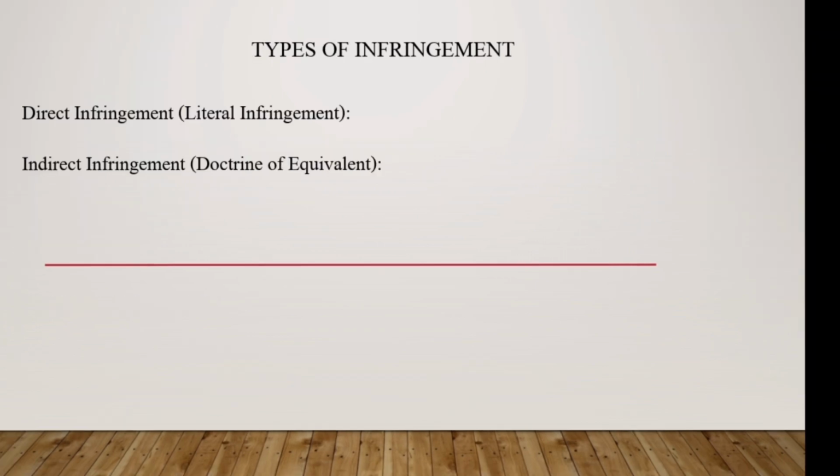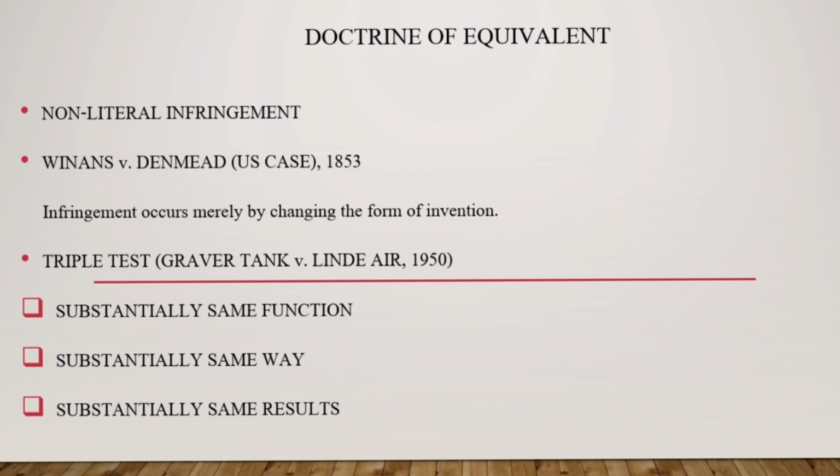Let's move to the types of infringement. There are two types. One is direct infringement. The another one is indirect infringement. Under direct infringement, the third party directly copied the product of the patentee without obtaining the consent from him. So this infringement is also known as literal infringement. Then we move to the second type, that is the indirect infringement. This indirect infringement is covered under the doctrine of equivalent. I already mentioned, right? That's a very important question. Further, the indirect infringement is also known as the non-literal infringement.